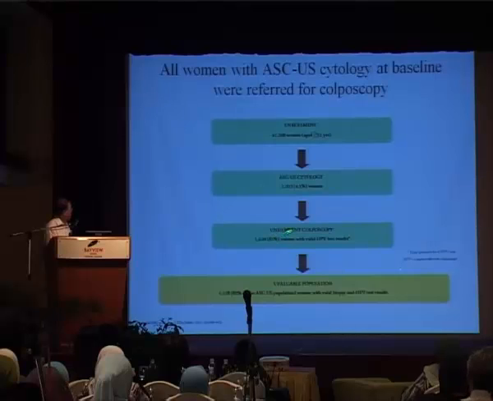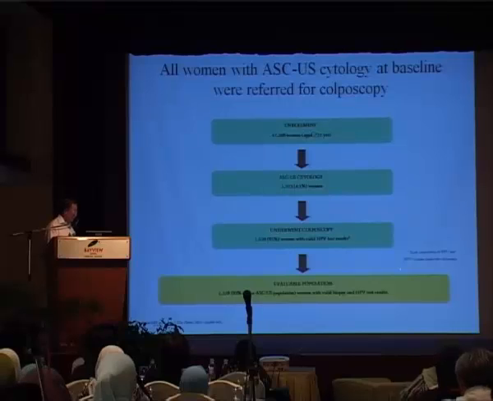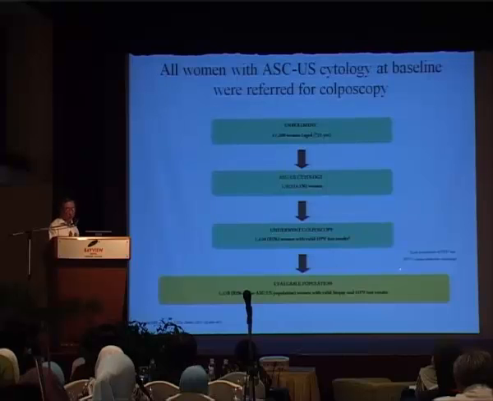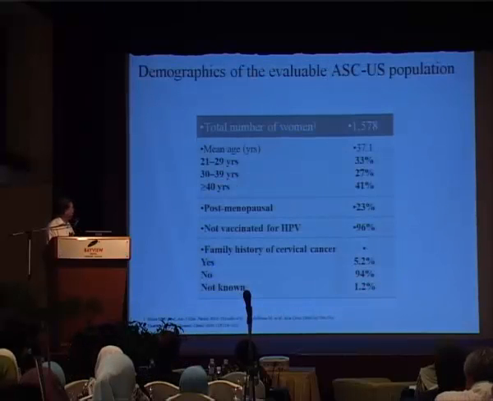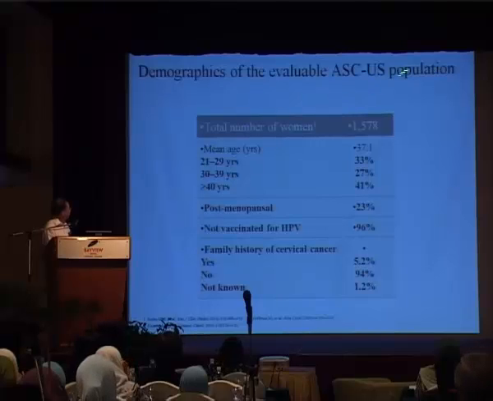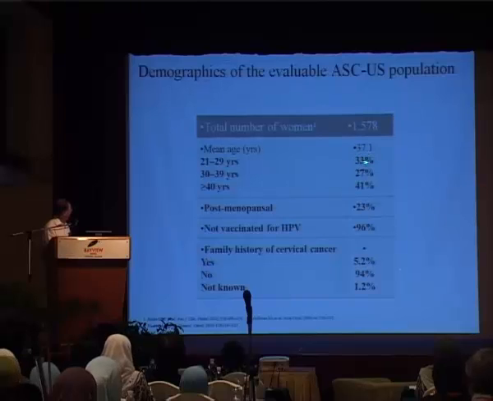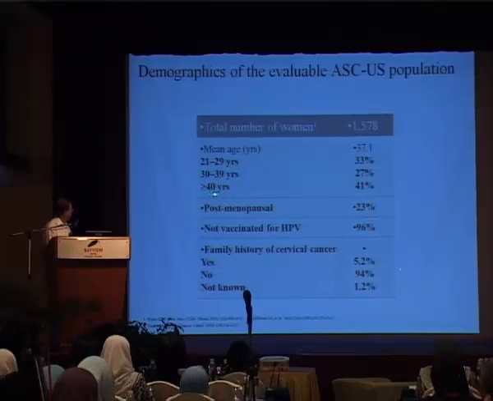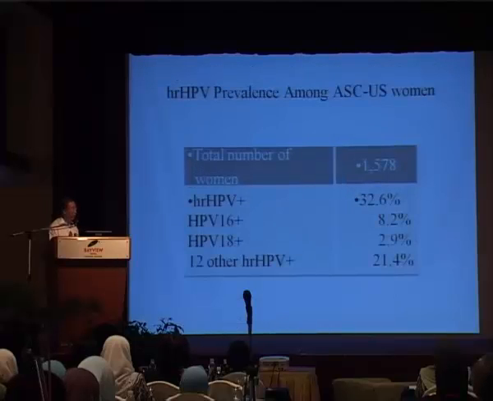Of this, 85% came for the colposcopic evaluation, and 82%, that is 1,578 patients, have biopsy and HPV results sort of valid for analysis. The demographics of this group of populations were, the mean age was 37 years old, and a third of them were in the young women below 30 years old, and just over a quarter were in the mid-30s, and 41% over 40 years old. 23% were postmenopausal, and 96% of them have never received any HPV vaccination.